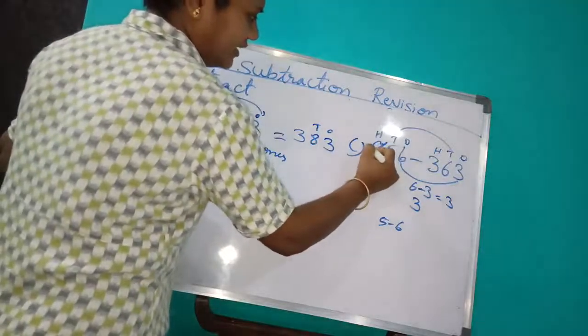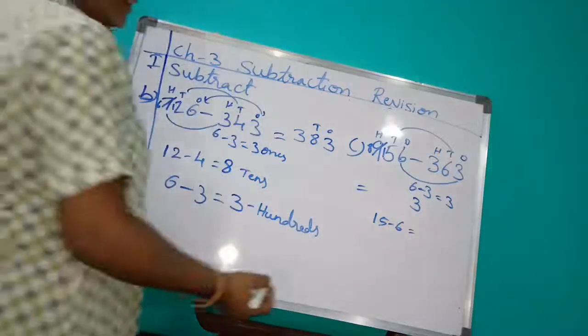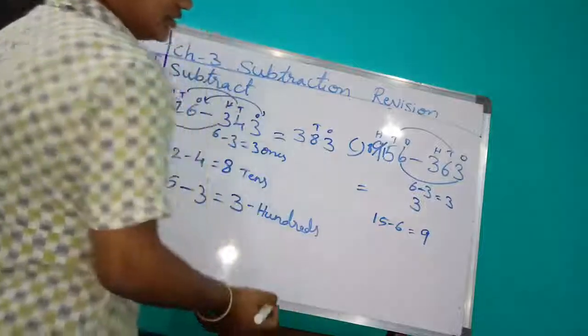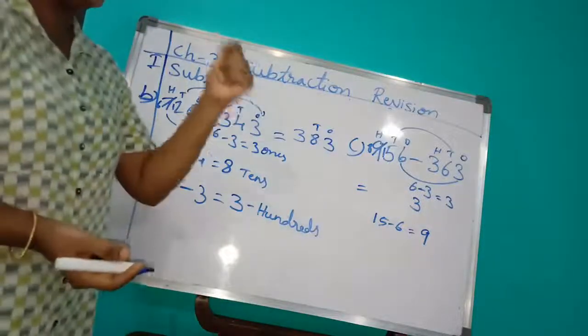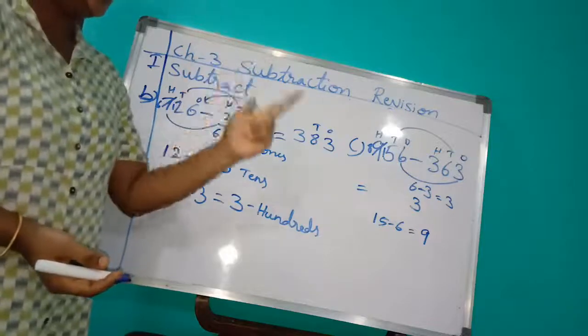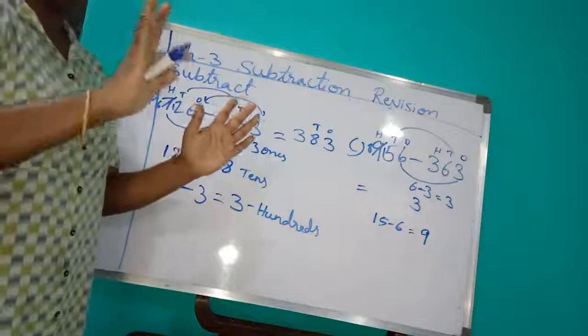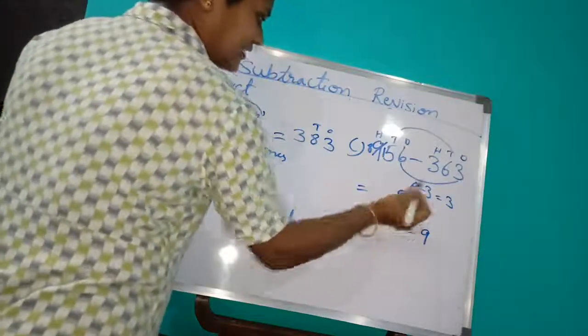Here 15, here 8. 15 minus 6. 9. Understood? 6 after up to 15 you should count. 6 after 7, 8, 9, 10, 11, 12, 13, 14, 15. How many fingers came? 9. That 9 you should write in the tens place.